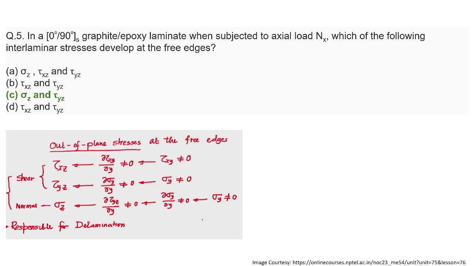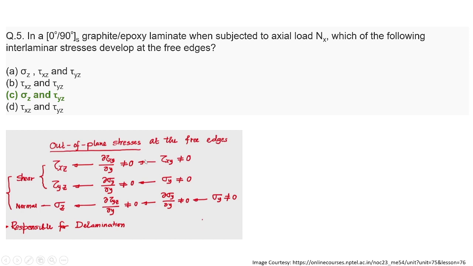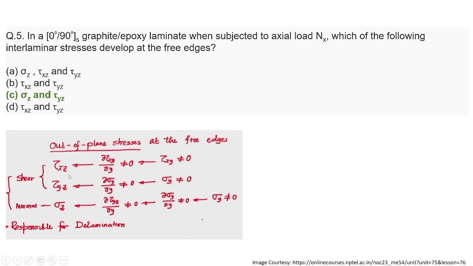Next question is, in a 0-degree or 90-degree symmetric graphite epoxy laminate, when subjected to axial load Nx, which of the following interlaminar stresses develop at the free edges? As we already saw in the previous question, the shear stress in xy direction for a 0/90 laminate is equal to 0. And here, to find the out-of-plane stresses at the free edges, you can see that tau xz is the one which is dependent on the shear stress in xy direction. And as for a 0/90 laminate the shear stress in xy direction is equal to 0, the shear stress in xz direction will also be 0.